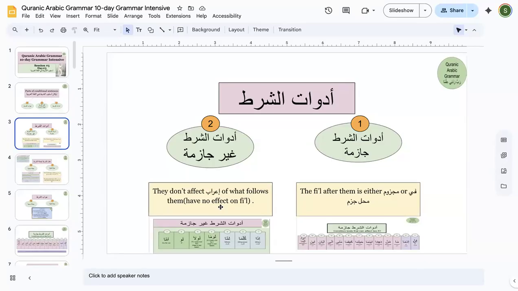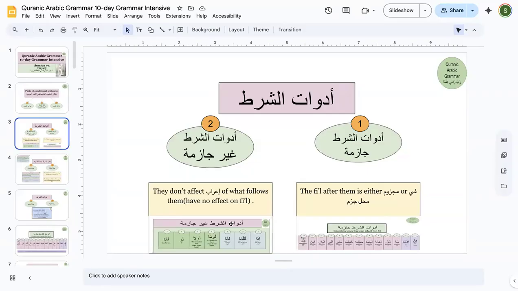But adwatu shart jazima are going to affect the mudari and make it majzoom. If it is madin after them, then the fail becomes fi mahalli jazmin, and we will practice it in a minute. In a minute, I will show you all of them. But for those who are extremely impatient, I already put their picture in the slide. There are almost 11 of them: in, ma, man, mahma, aina, ma, haithuma, kaifa, mata, anna, ayyana, aina, ayyu, right? And idha, kullama, lamma, lawma, lawla, law, amma are going to be among those that are ghair jazima.